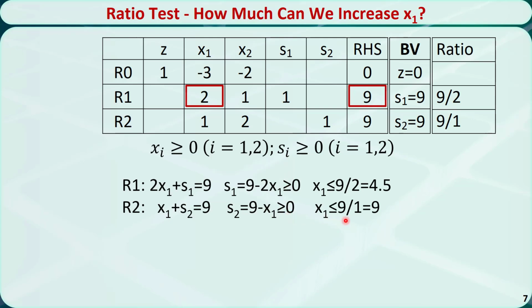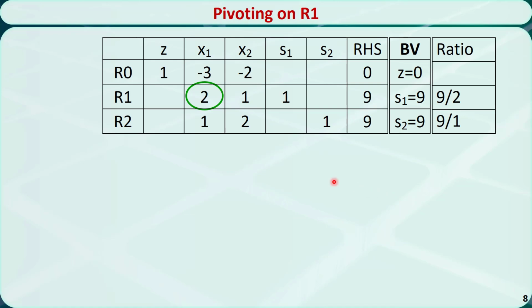So x1 is less than or equal to 9, which is the right-hand side in this row divided by the coefficient of x1. Now we have two upper bounds, 4.5 and 9. To satisfy all the sign restrictions, we have to select the smaller value, which means the largest value we can increase x1 to is 4.5. This is the actual meaning of the ratio test. So row 1 wins the ratio test.